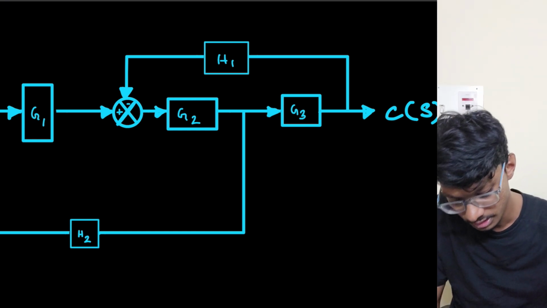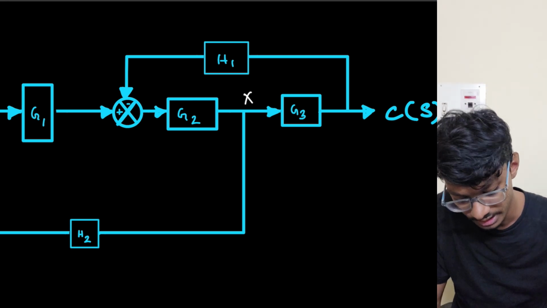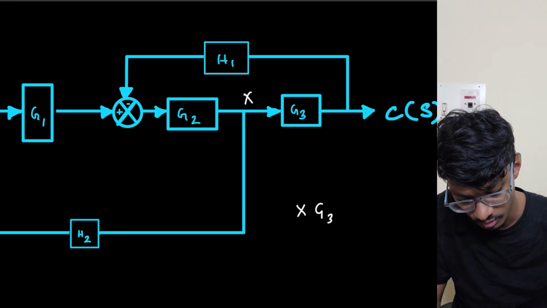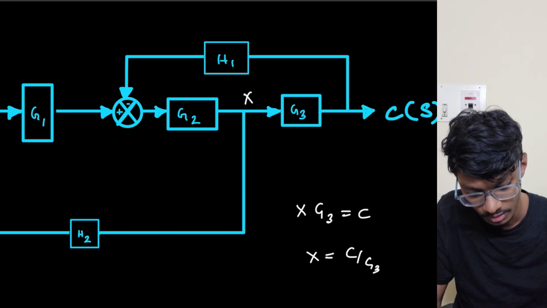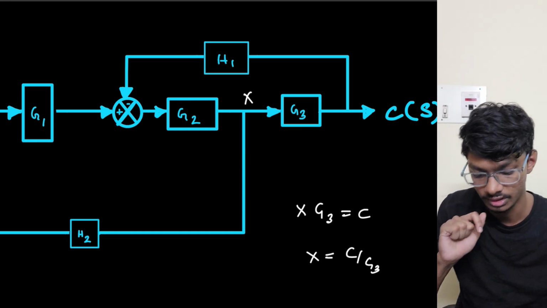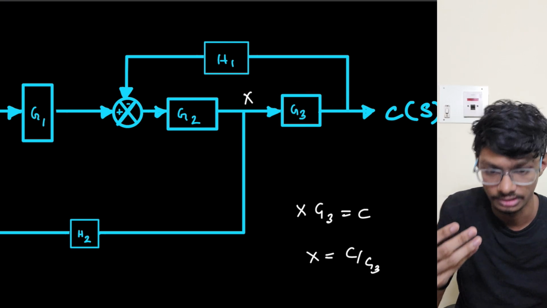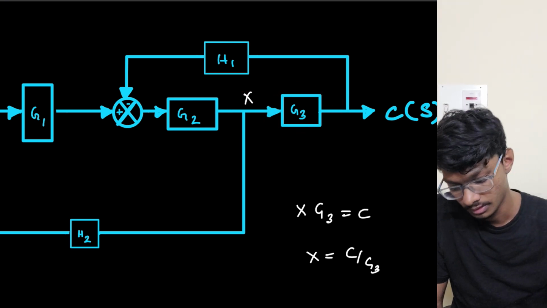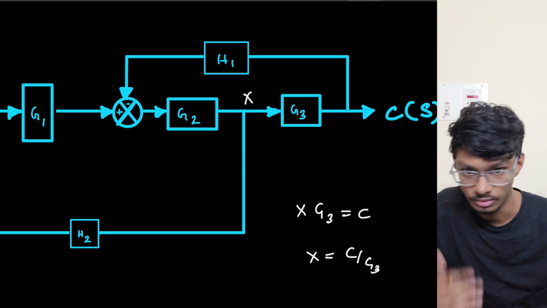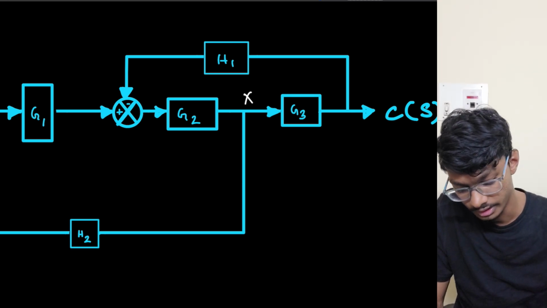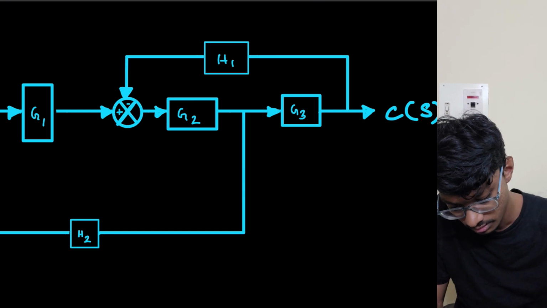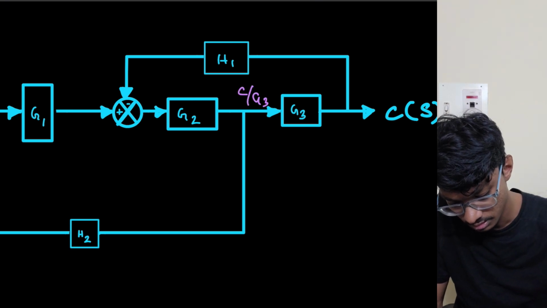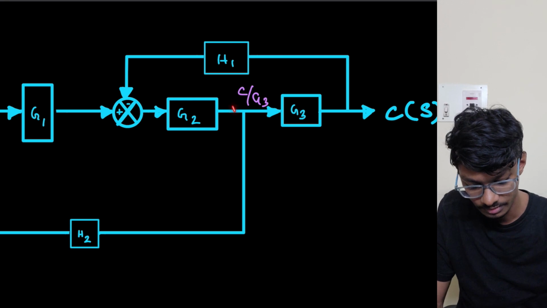So assume this X here. X times this gain block equals C only. So what is X equal to? X is C by G3. So you understood this. Whenever you shift this here, you divide by the gain of that block. I hope you got it. So I will delete this and write here C by G3. So this point is C by G3.